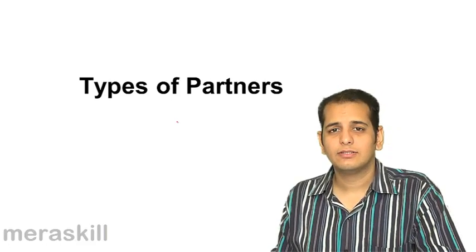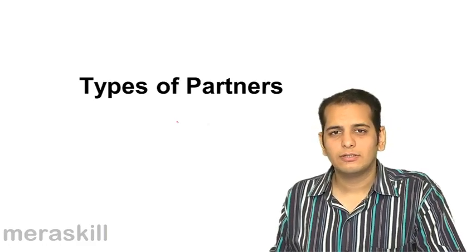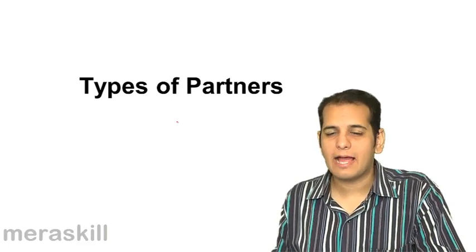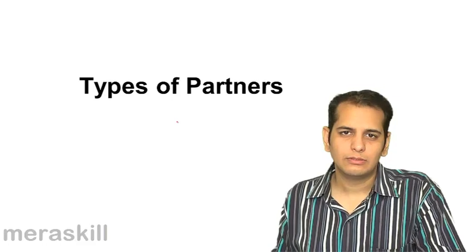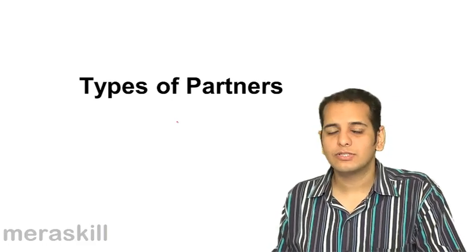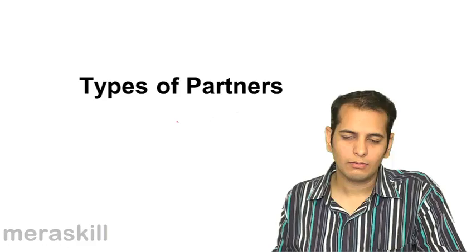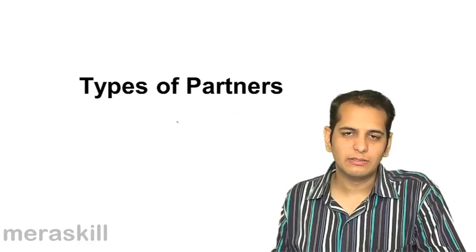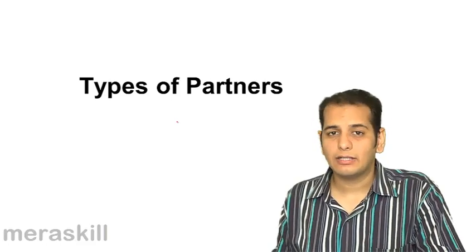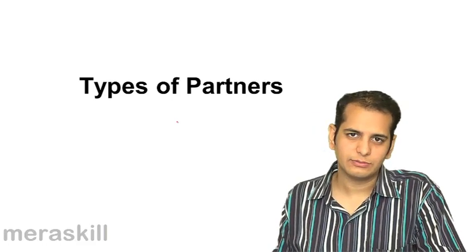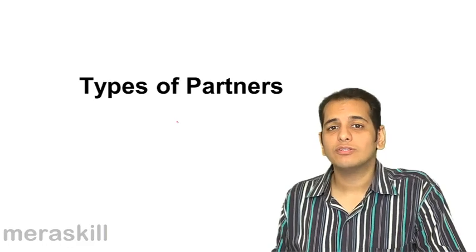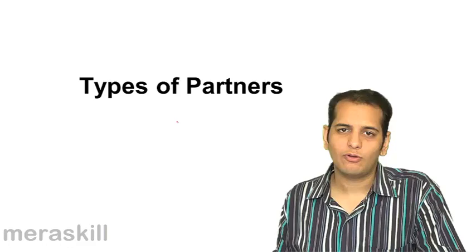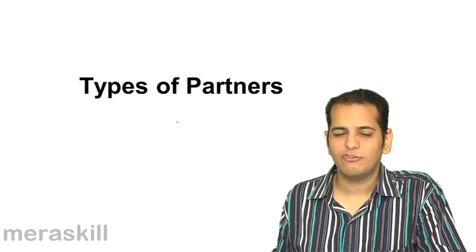So friends, till now we have covered the definition of partnership under the Indian Partnership Act 1932. We have seen the features of partnership. We have also seen the distinction between partnership and other forms of organization. We have done what is mutual agency, and then we went on to cover the types of partnership.